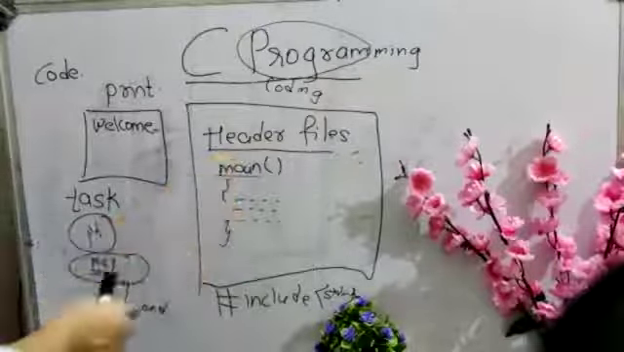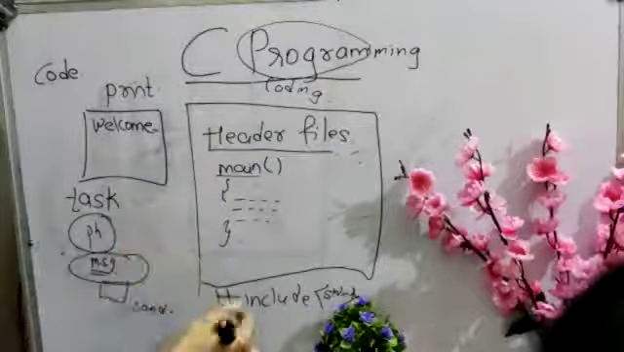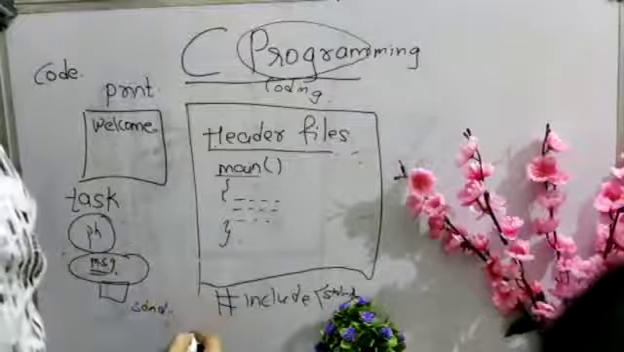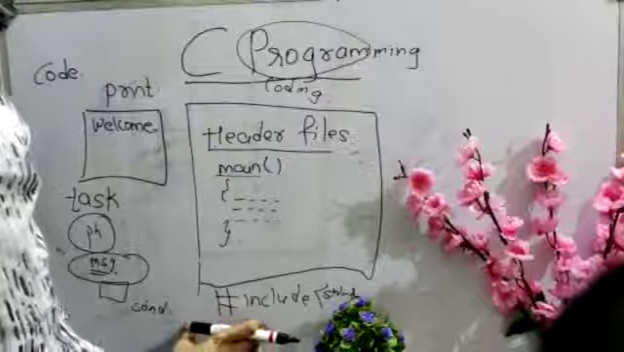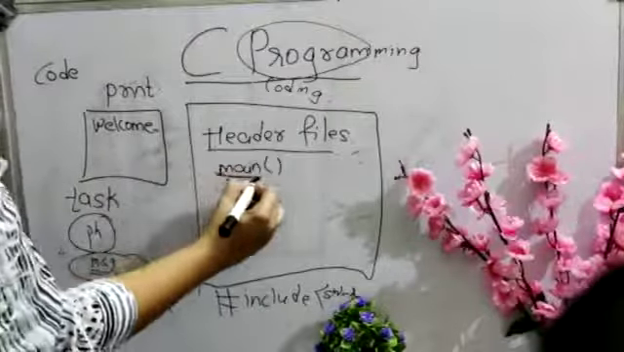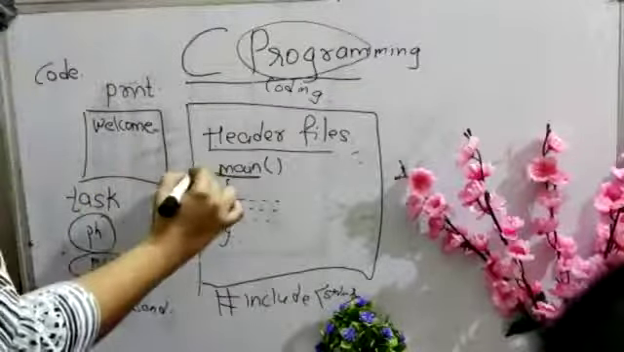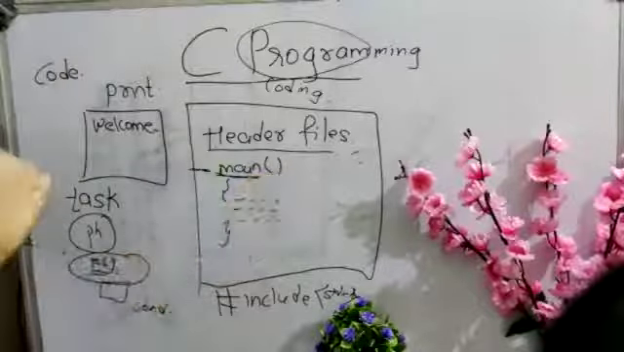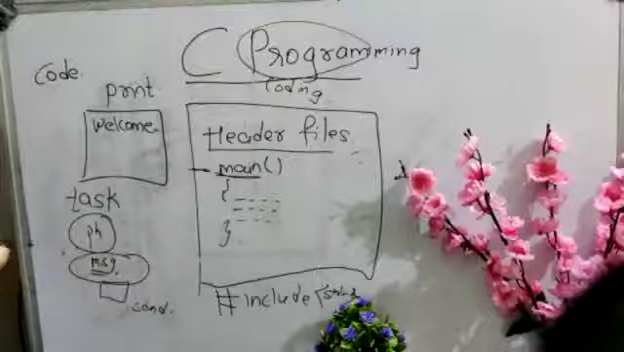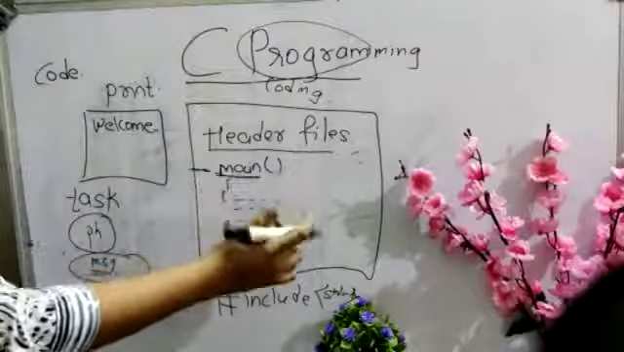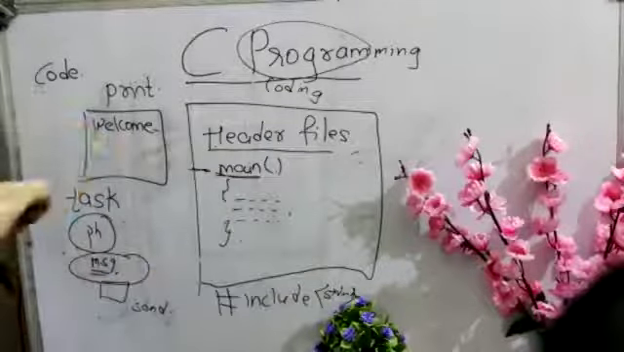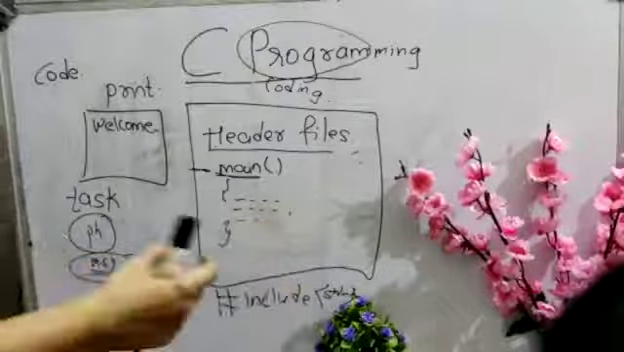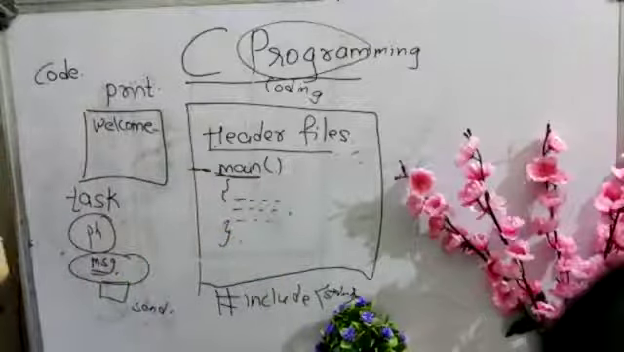Now with the help of this method I will write hash include stdio.h. Here is the name of the function, here will be the return type, here will be the number of parameters, and here will be the statements ending with the semicolon. This is the format. Each statement in the function will be ended with a semicolon.